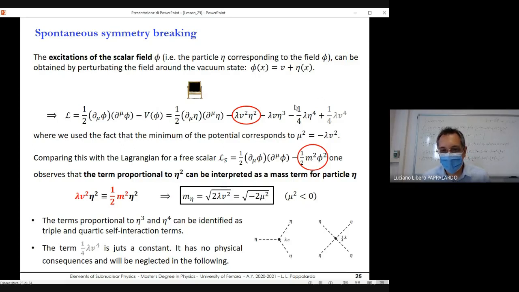Then what else we have here? We have a term which is cubic and a term which is quartic in the field, and this corresponds to triple and quartic self-interaction terms in the Lagrangian, this guy here and this guy there. And then we have an object which is just a constant. This is just a number, okay? So we can just neglect this. It has no physical impact, okay? So in our Lagrangian, after perturbating the field around the vacuum, we obtain a mass term for this perturbation, so for this new particle, and then triple and quartic self-interaction terms.